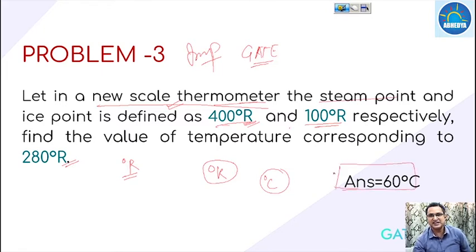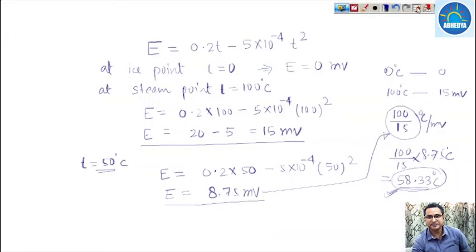The answer is 60 degree centigrade. So now let us see how to solve this question. We know that temperature is always calibrated with the help of some thermodynamic property. So now let us assume that temperature is directly proportional to x, where x is nothing but our thermodynamic property.